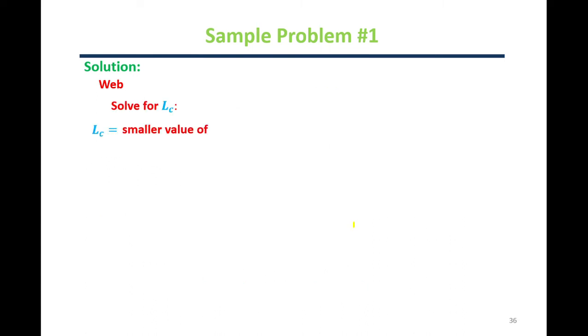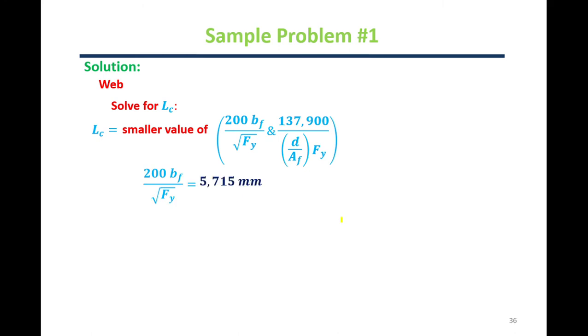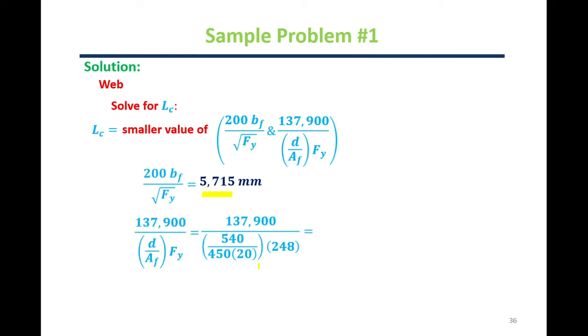Okay, for the LC, we have to use that value. So we have here, using that formula, we get the 5,715. For this one, we get the value of 9,267.5. So it governs. Di ba?